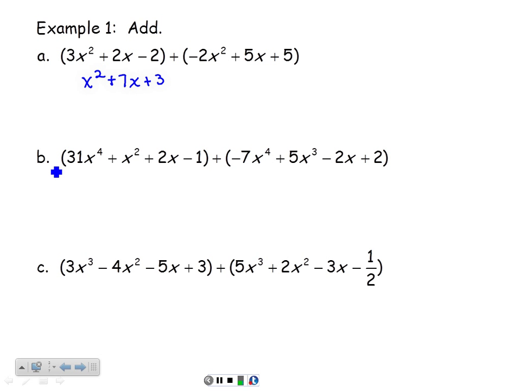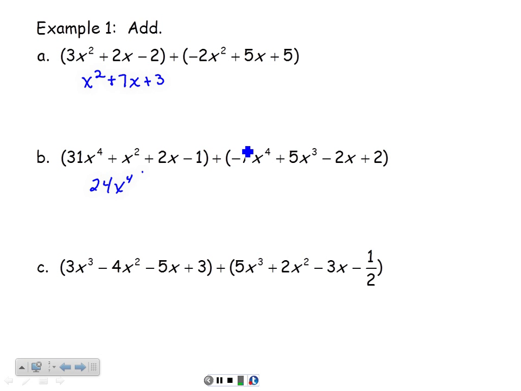So in letter B, we have one group plus another group, and all we're going to do is find like terms. And so you have 31x to the fourth plus negative 7x to the fourth, which is going to be 24x to the fourth. Now, we've got to find the like terms.